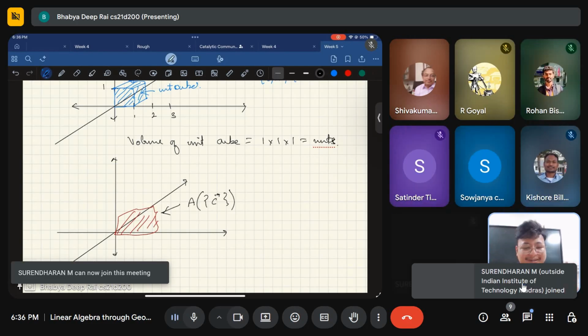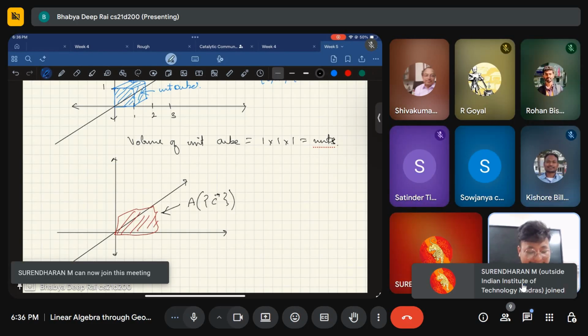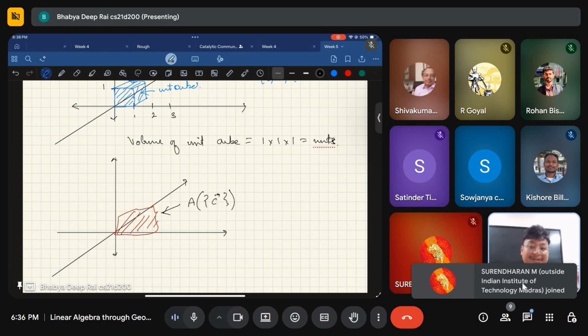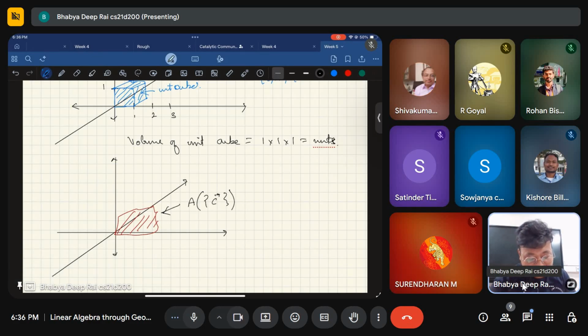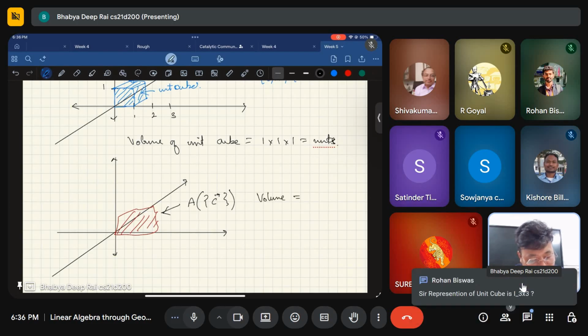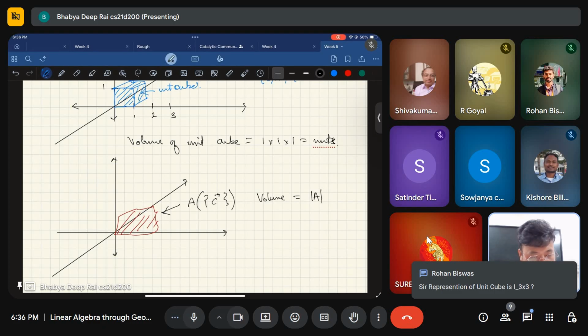But the interesting thing is the volume is changed by a factor of the determinant of A. What is the new volume? The new volume is the determinant of A.